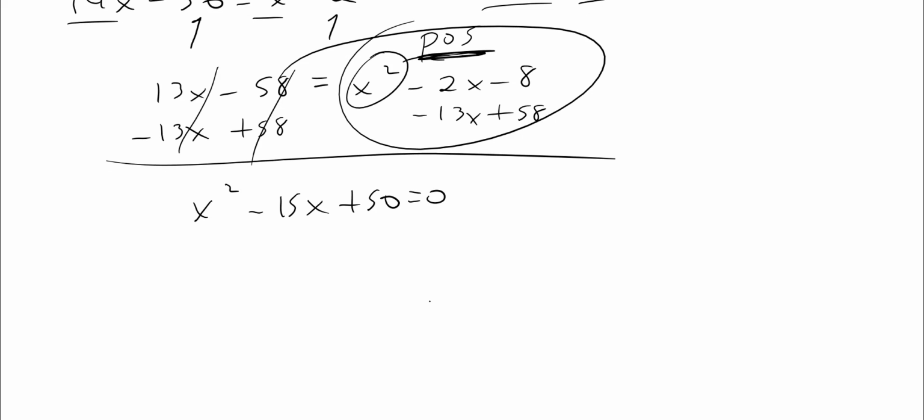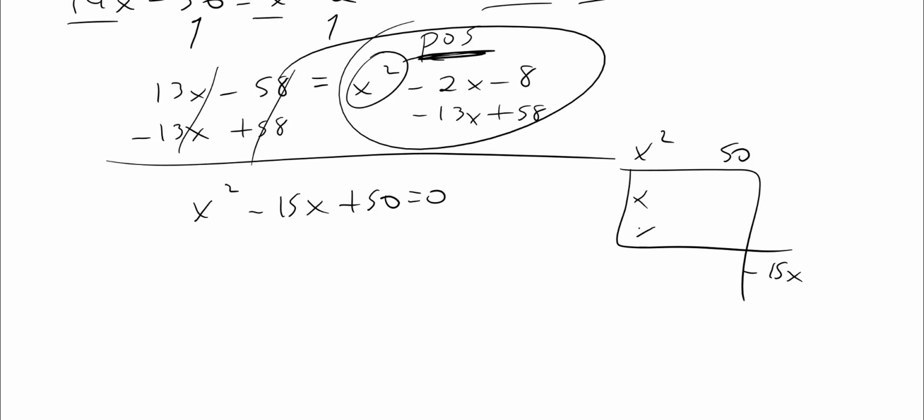Okay? I hope you guys are good with this. I just manipulated it, moved it all over, and now I'm going to do a factor box. So x squared, 50, and negative 15x. So we're going to get x and x, and 50 can be 50 and 1, which won't give you 15. It could be 10 and 5, which looks pretty good. Or it could be 25 and 2, but that's not so good.